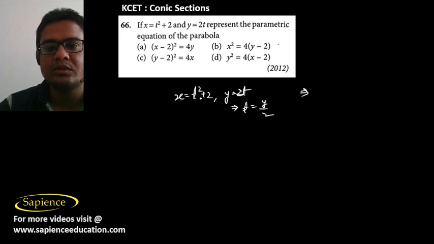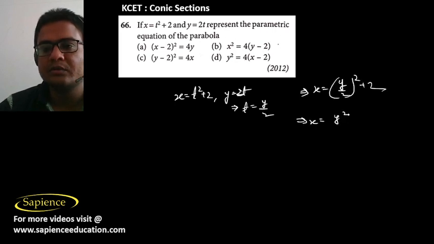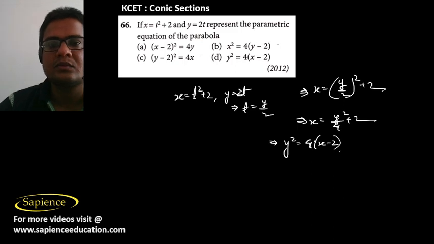If we put t equal to y by 2, then it will be x equal to y by 2 whole square plus 2. So this will be x equal to y square by 4 plus 2. So it will be y square equal to 4 into x minus 2. So option D is the correct answer.